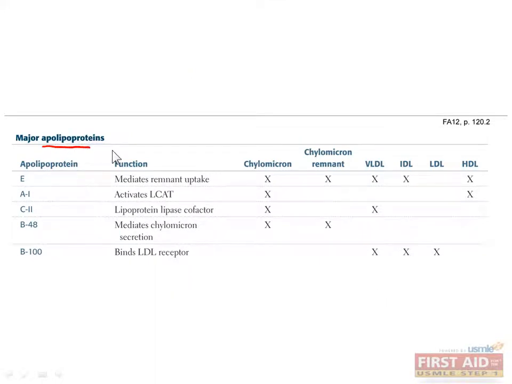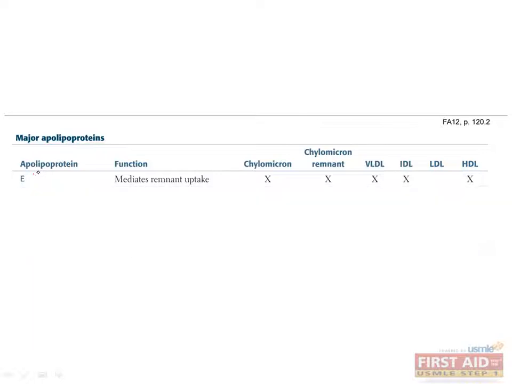The apolipoproteins are amphipathic proteins that bind to lipids to form lipoproteins, so that lipids can be carried through the circulatory and lymphatic systems. These are the 5 most important and most tested apolipoproteins. Apolipoprotein E mediates remnant uptake into the liver. This is found in VLDL, IDL, HDL, chylomicrons, and their remnants. A1 activates LCAT and is mostly found in HDL. Chylomicrons also contain ApoA1 when they're first secreted from enterocytes, but they quickly transfer it to HDL.